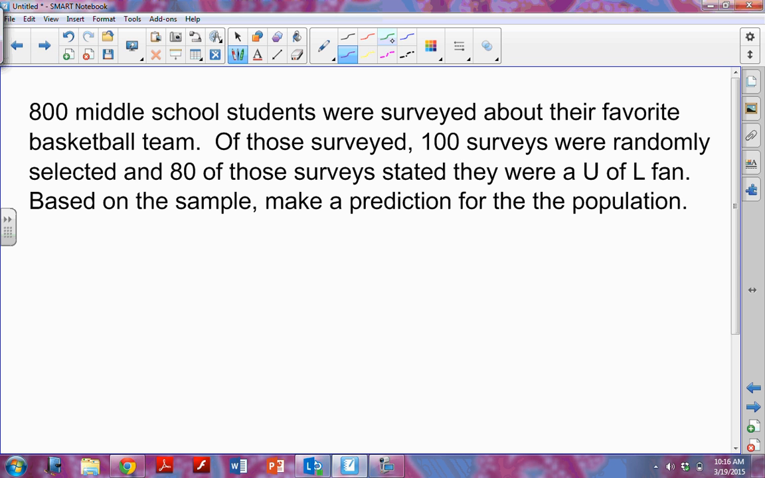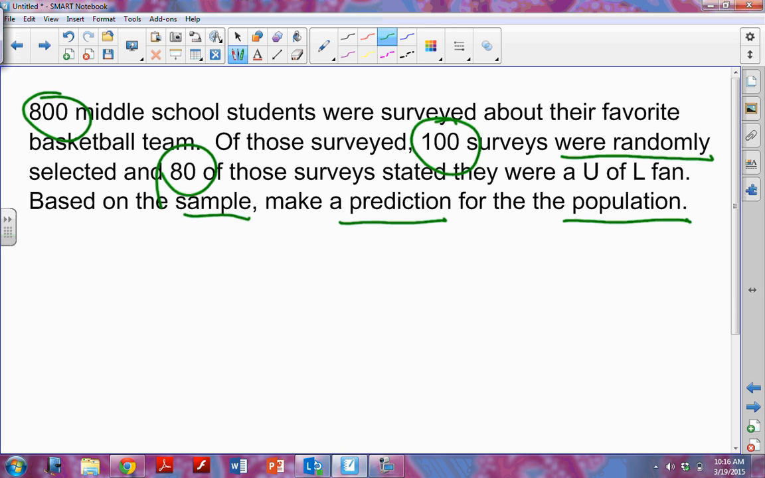While I'm reading, I'm going to be underlining and circling any important things that I need to know. 800 middle school students were surveyed about their favorite basketball team. Of those surveyed, 100 surveys were randomly selected, and 80 of those surveys stated they were a U of L fan. Based on the sample, make a prediction for the population. All right, so I've got all my important stuff there that I need to know. I know that it's random, so it's fair, so I know that I can go ahead and work on this.